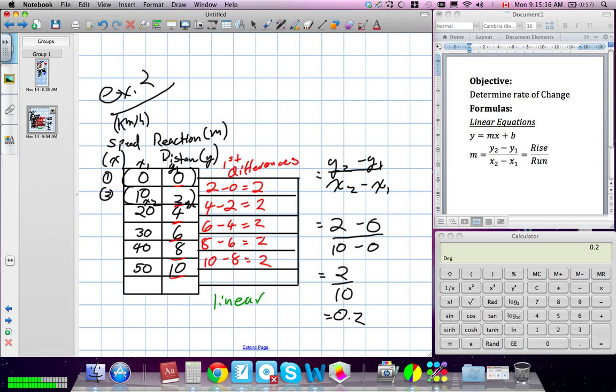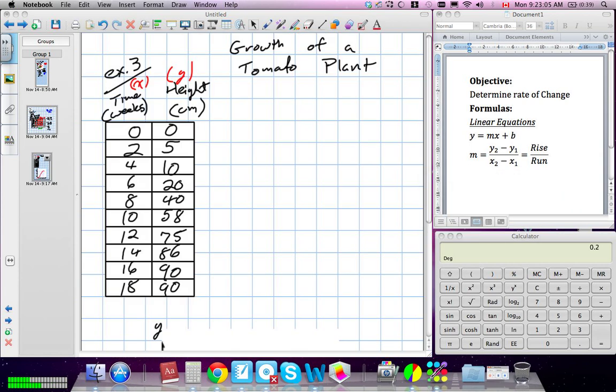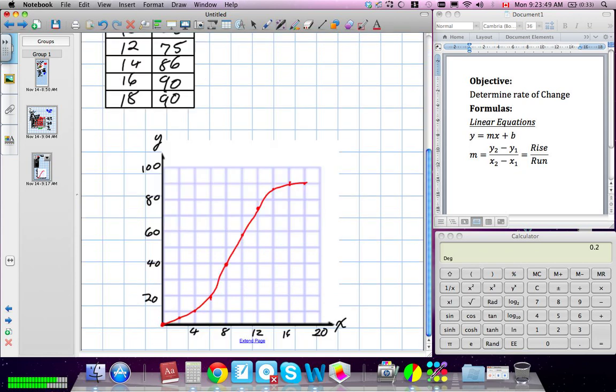All right, in our last example, we have the growth of a tomato plant over weeks in time. So we have all of these coordinates. Again, the tomato plant, we have its growth in centimeters over weeks. We've plotted it down below. From looking at this, we can tell it's not a linear relationship. The rates of change every 2 weeks, if you notice the slope, is constantly changing.